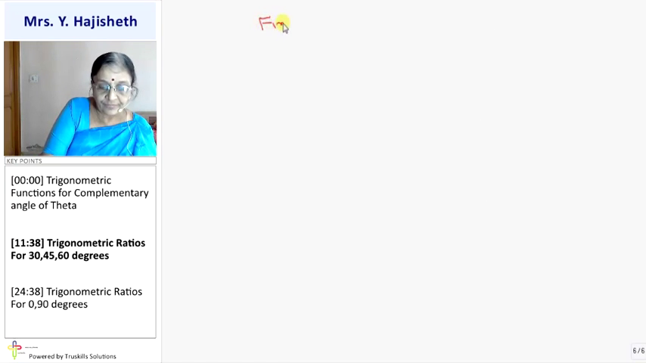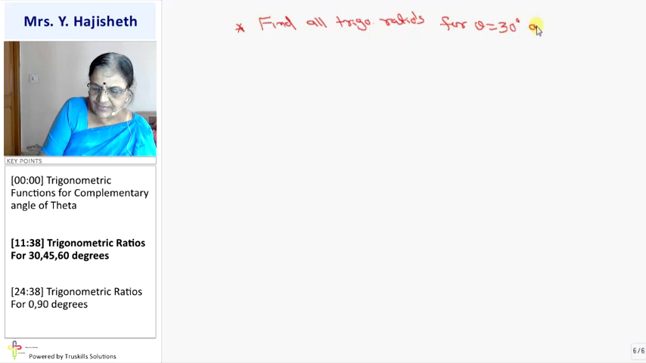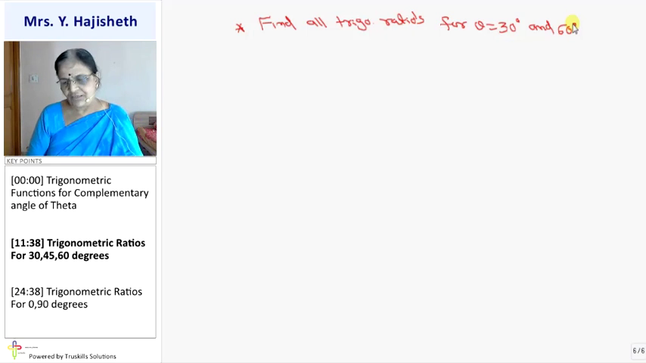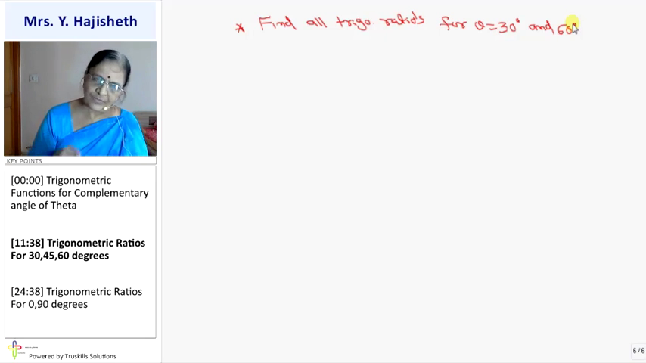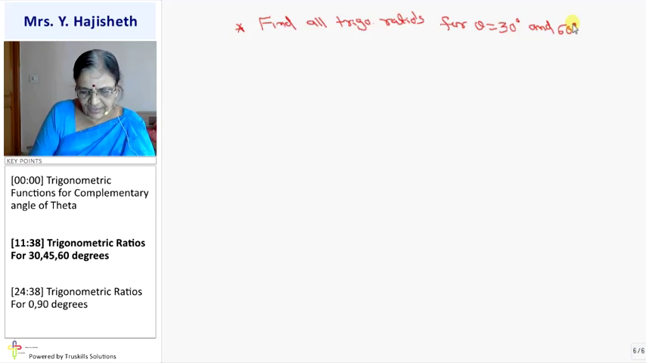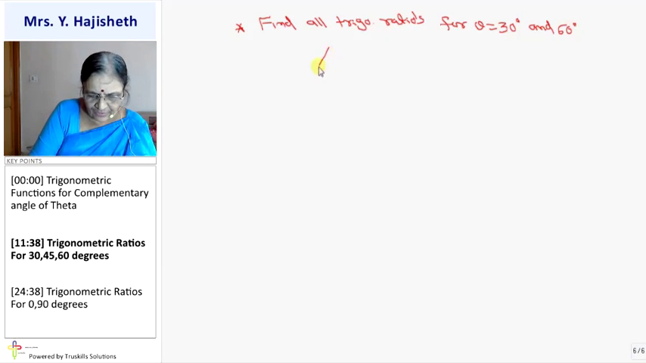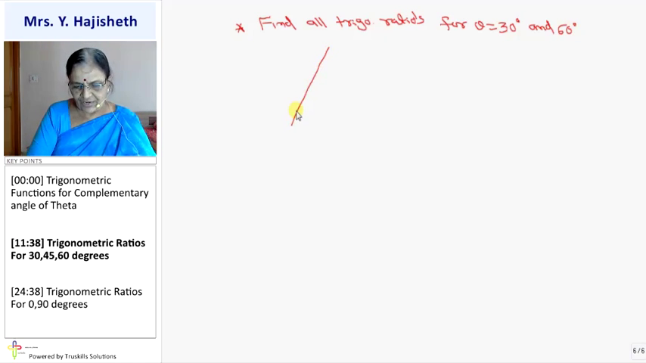Find all trigonometric ratios for theta is 30 degree and 60 degree. Why I am taking both of them together? Because here all the ratios for both the angles we are going to get with the help of same figure. Here we should take an equilateral triangle. What we are supposed to take? Equilateral triangle.